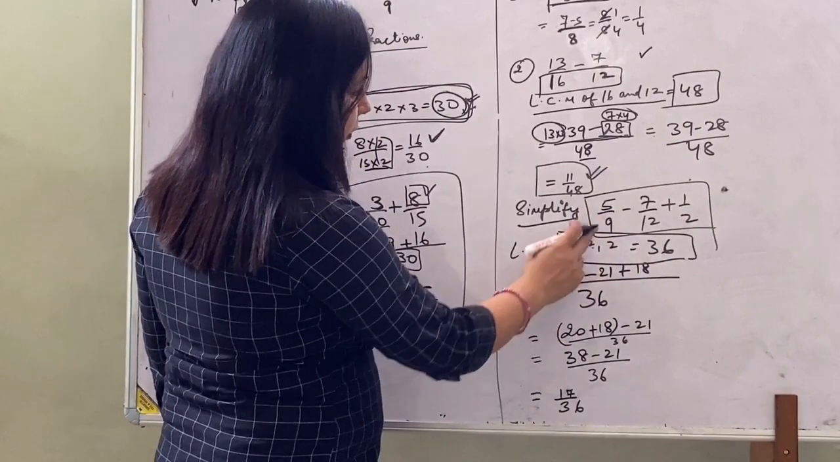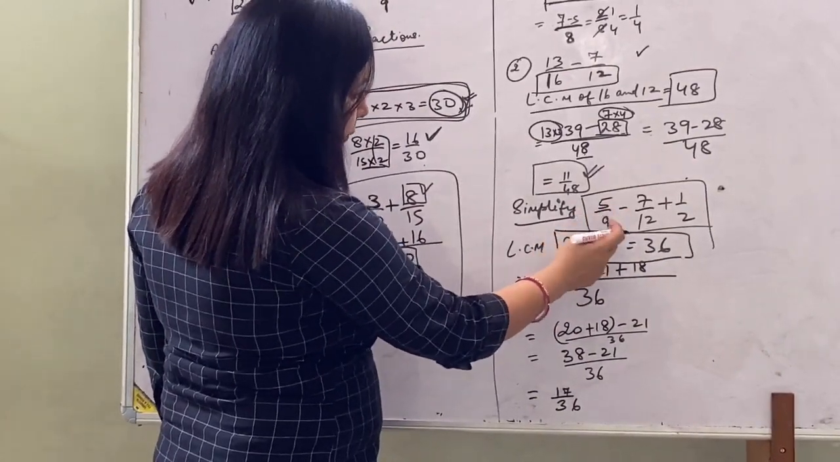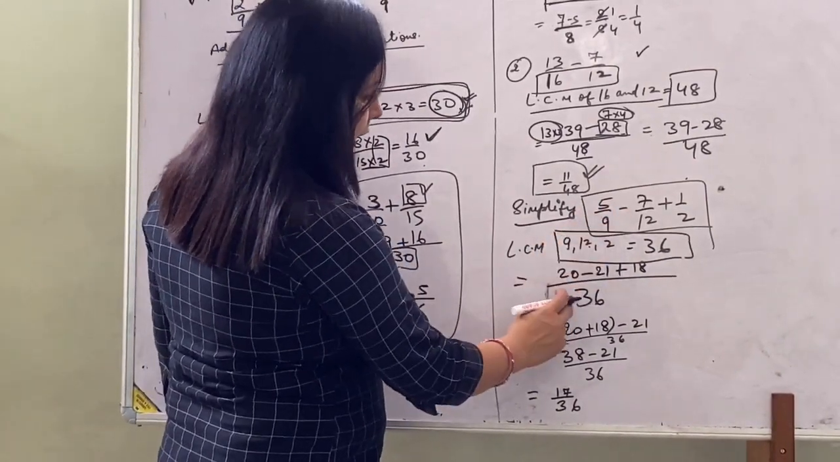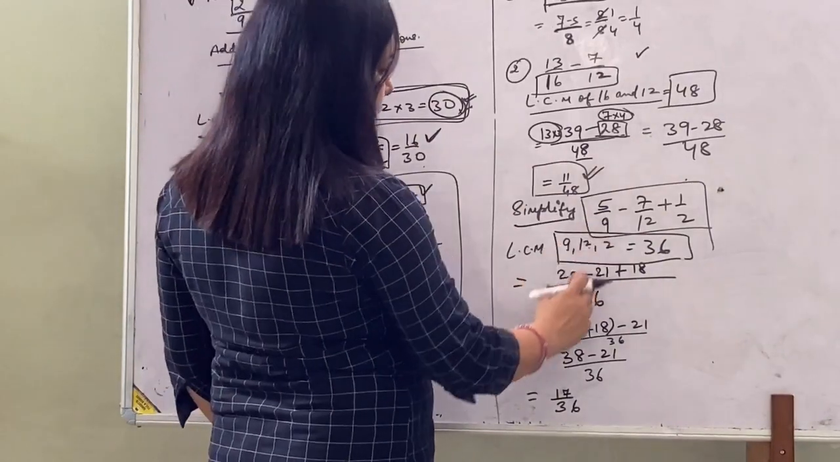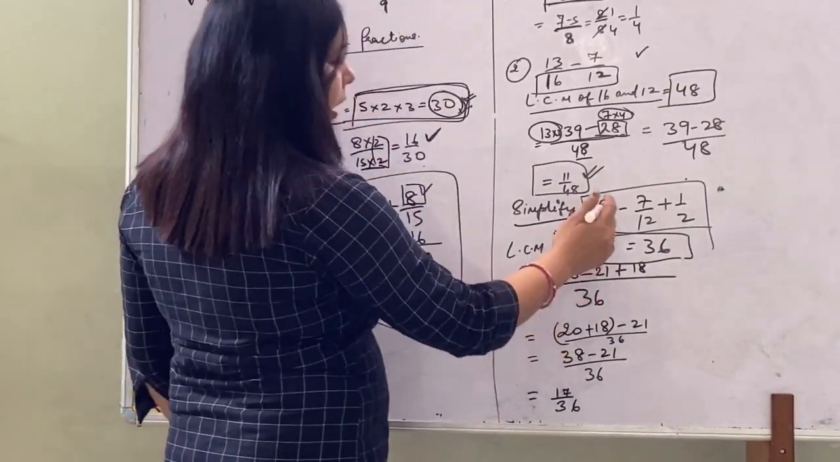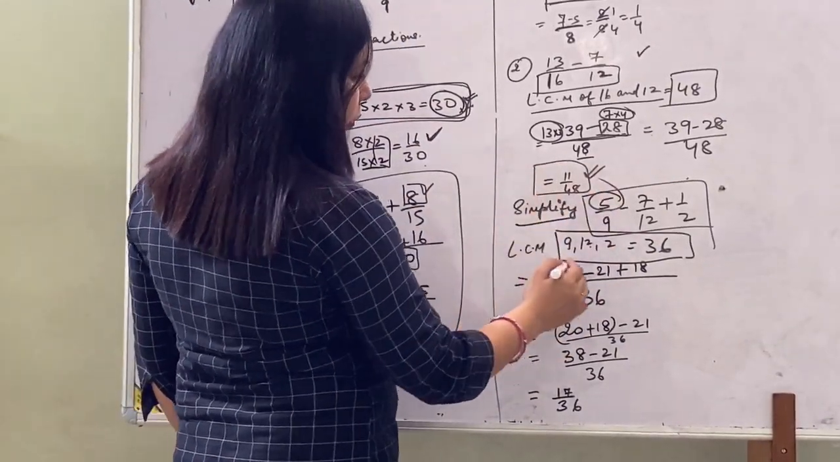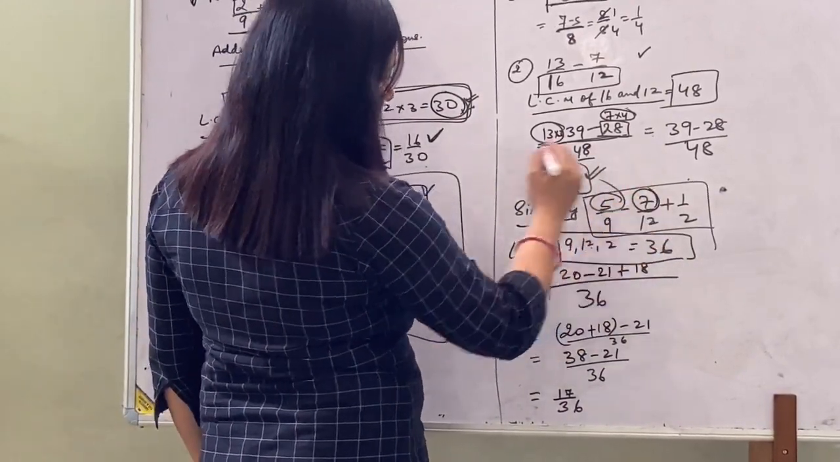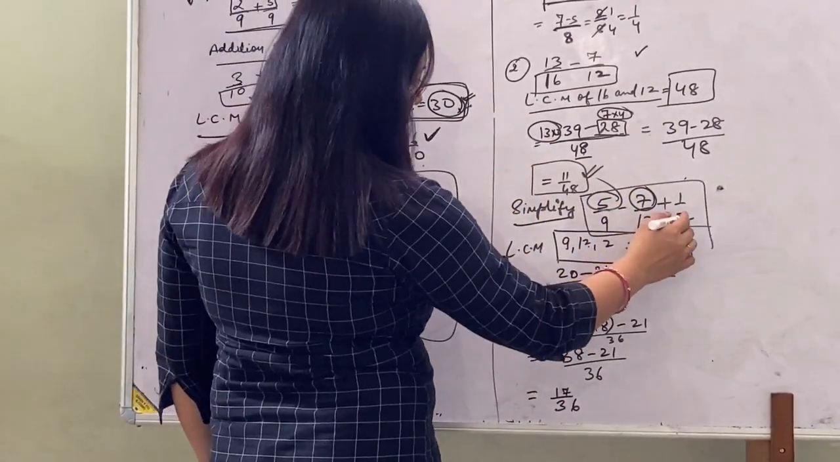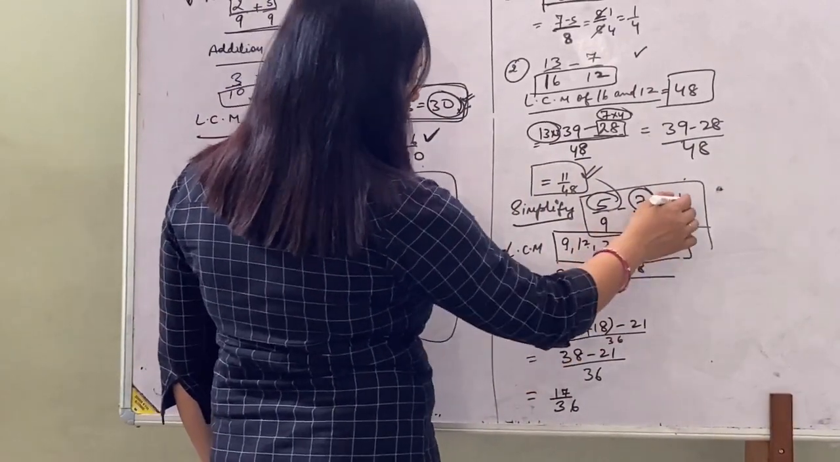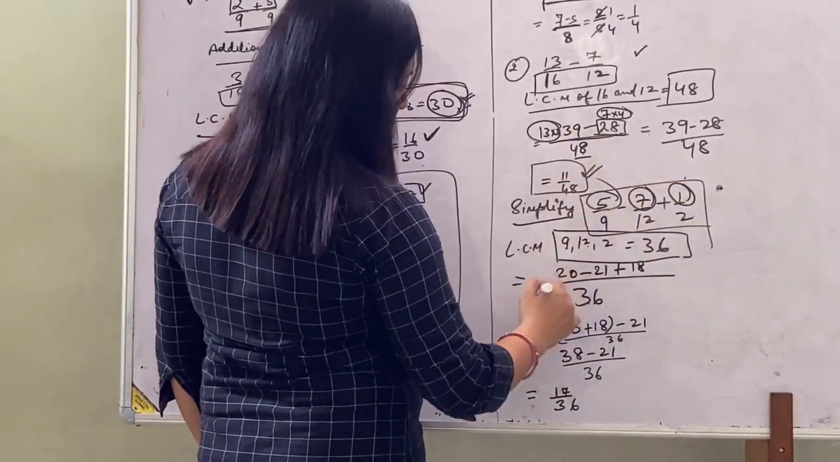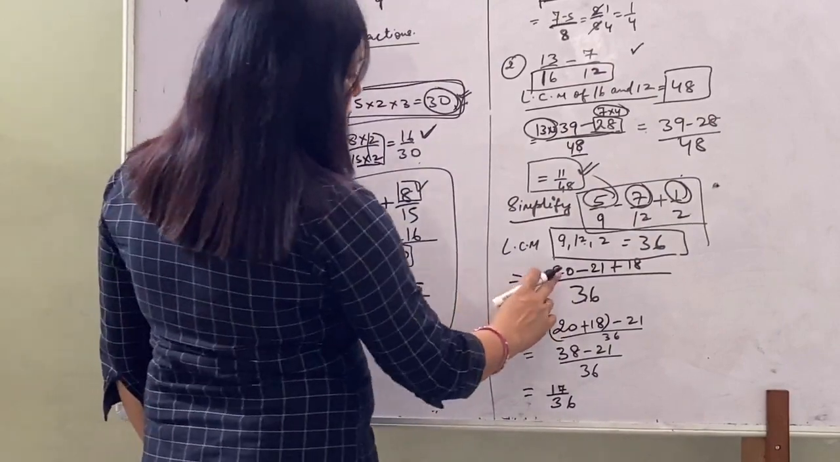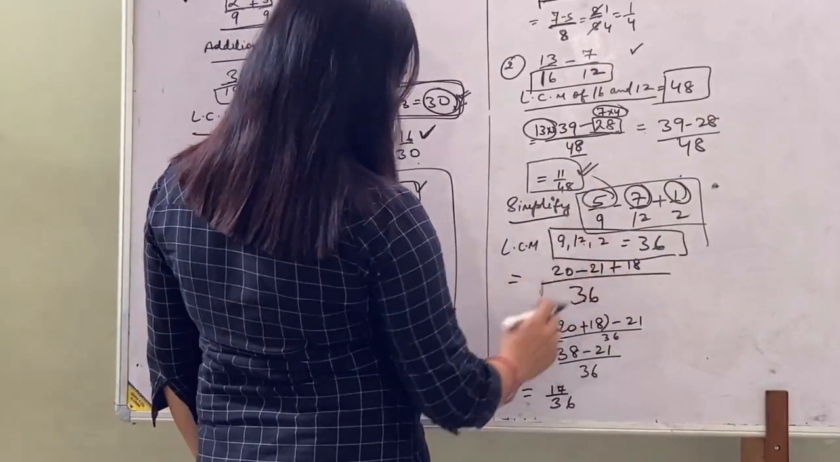And every time we will check how many times it comes. 36 will come in the 9 table 4 times. 9 fours are 36. Therefore, we will multiply 5 with 4. 12 threes are 36. So we'll multiply 7 with 3, and 2 eighteens are 36. So we'll multiply 1 with 18. So what comes here? 20 minus 21 plus 18.